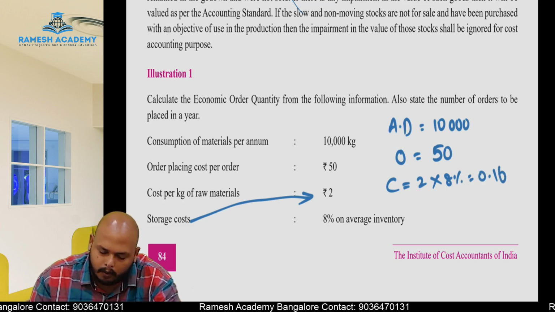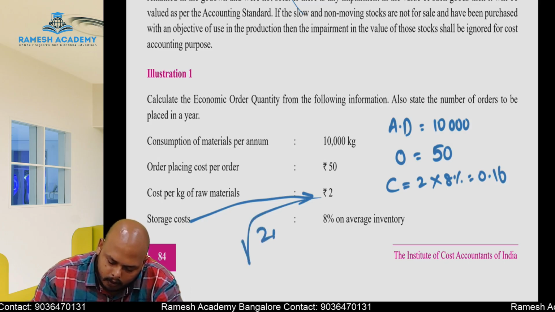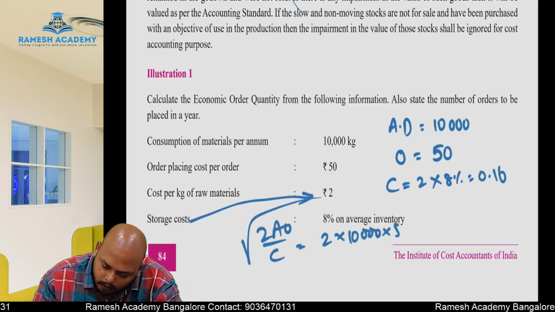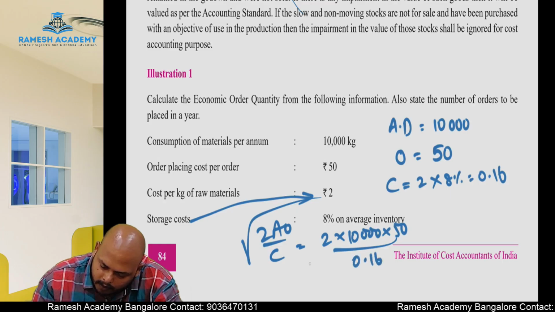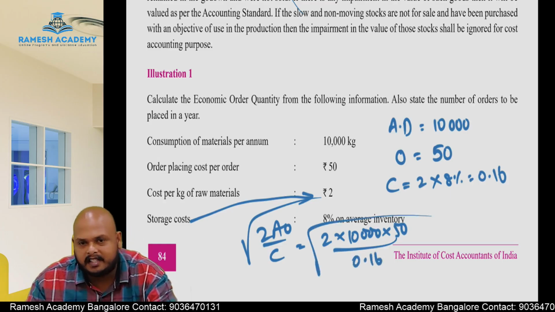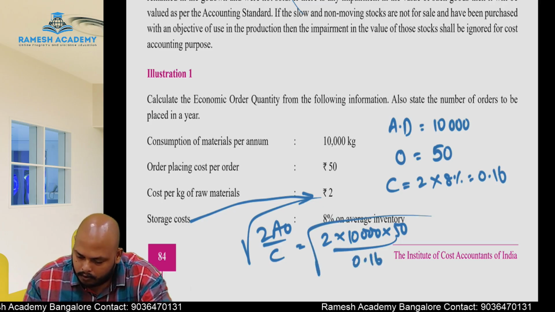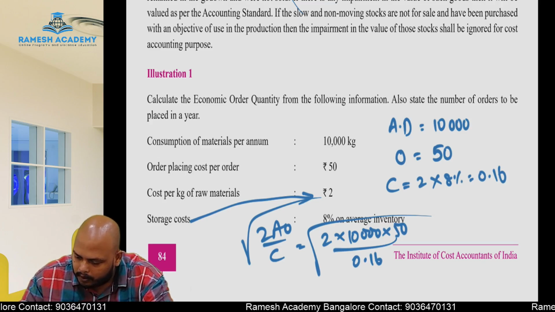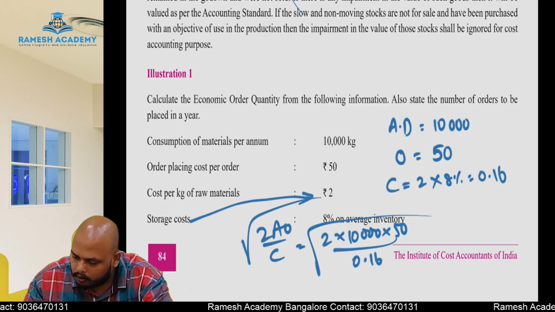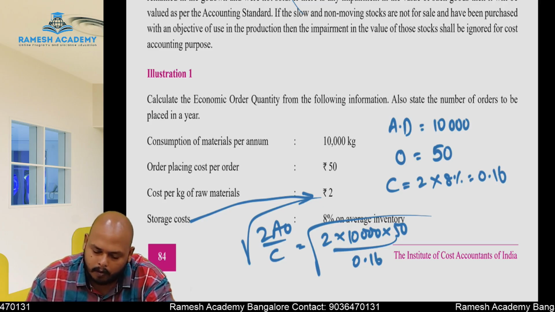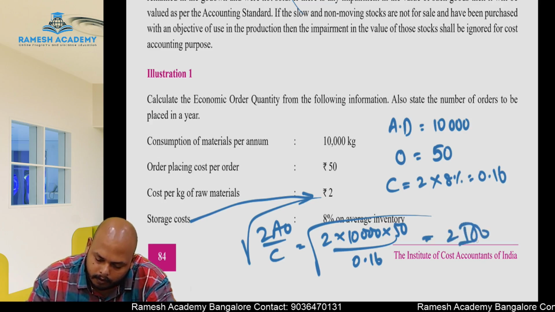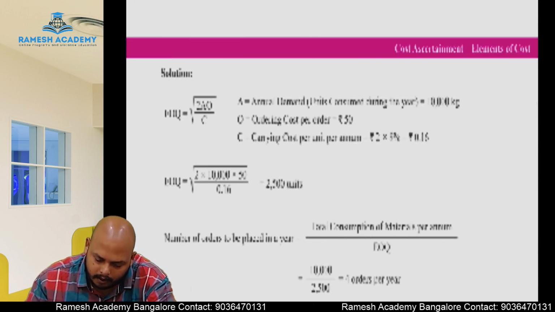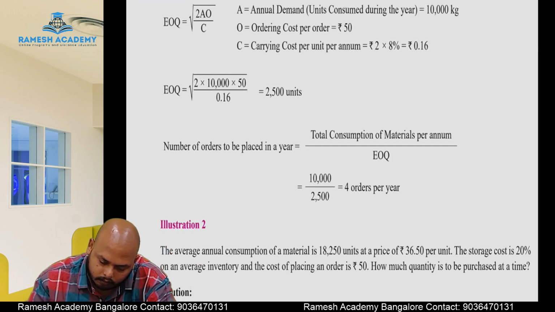That is nothing but 0.16. So EOQ is equal to what is the formula? Under root 2AO by C. 2 into 10,000 into 50 divided by 0.16. First you have to calculate inside, then later you have to apply the square root. So how much is EOQ? EOQ is equal to 2,500 kgs.